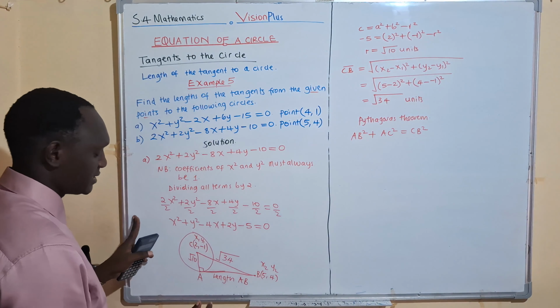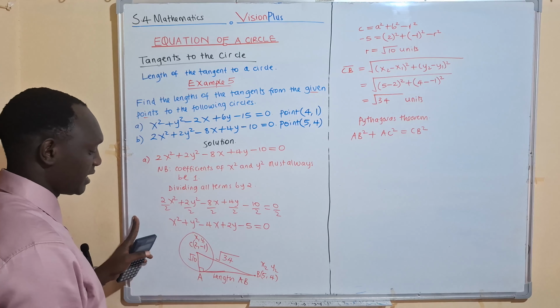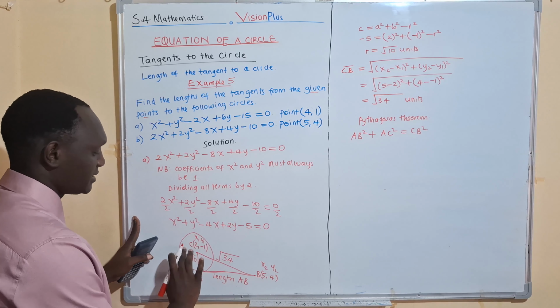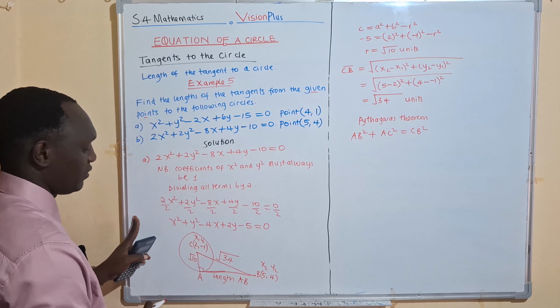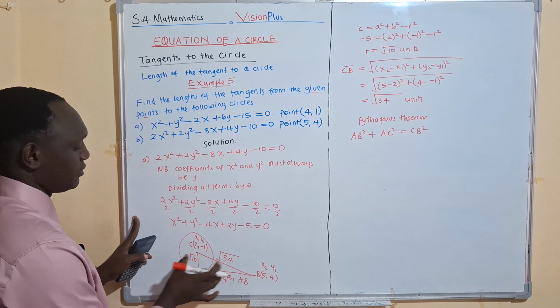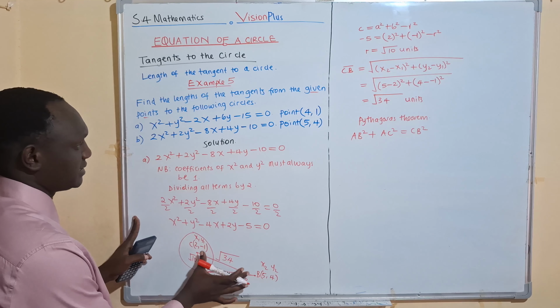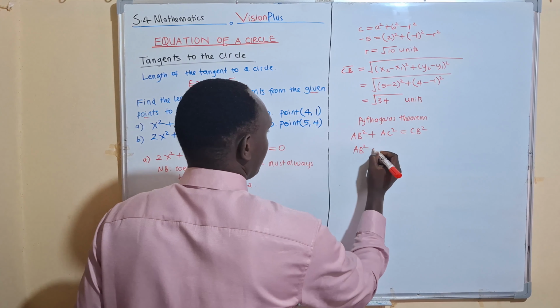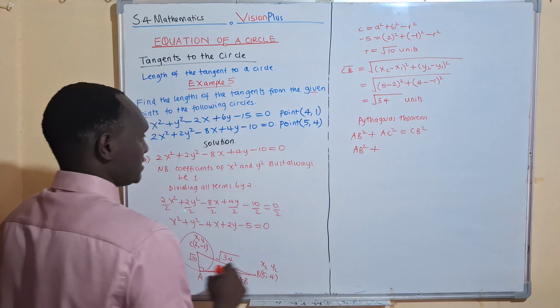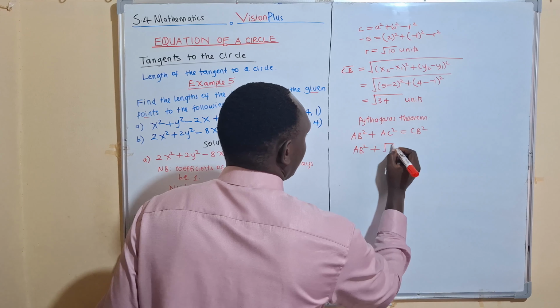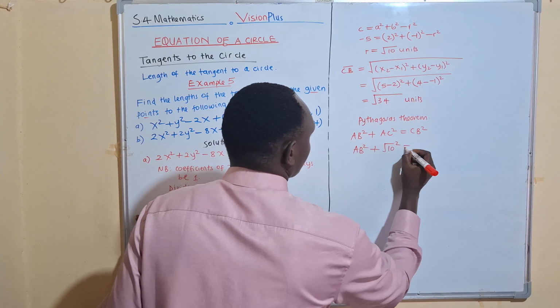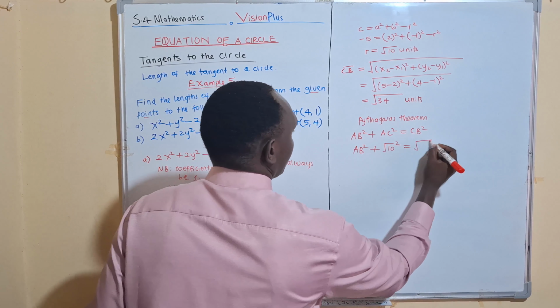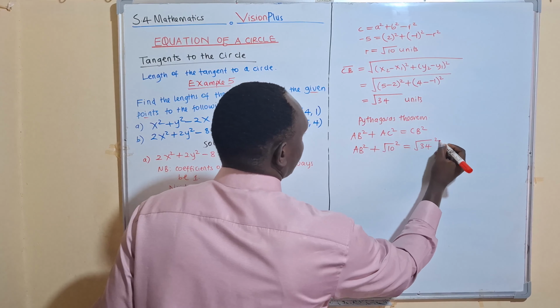It means that the sum of the squares of the two shorter sides, which are AB and AC, equals the square of the longer side. No, CB. The longer side is CB. Then we substitute. We are looking for AB, so we take it there, plus what is AC? AC is the radius, root of 10 squared equals CB, which is root 34 squared.